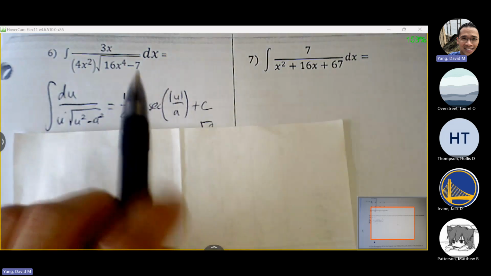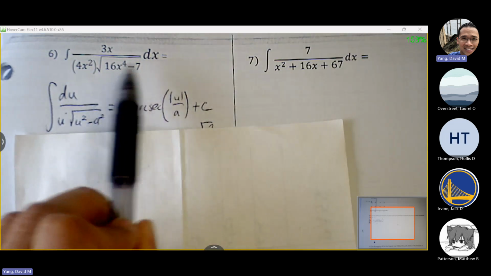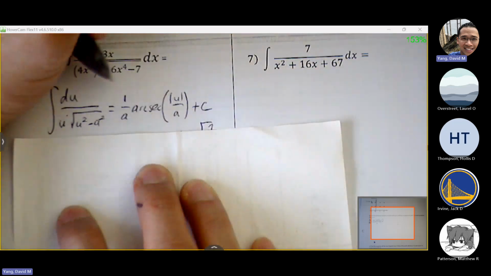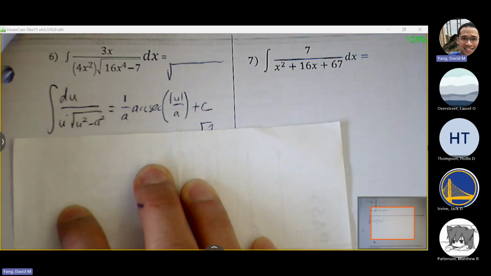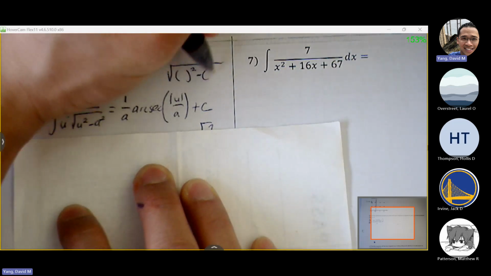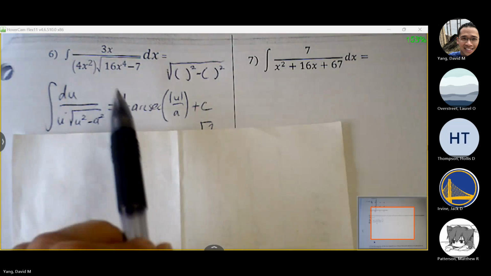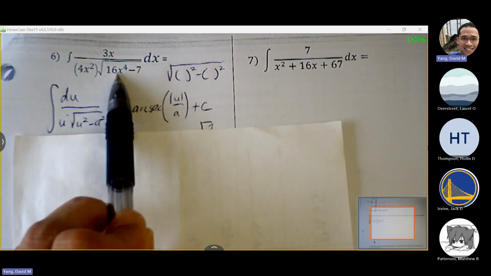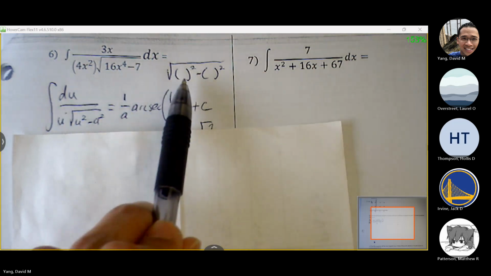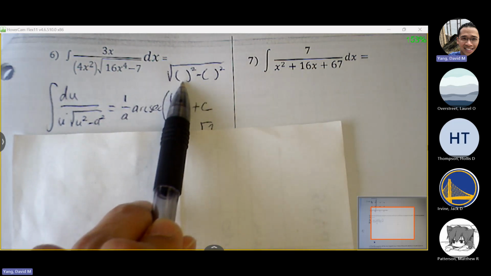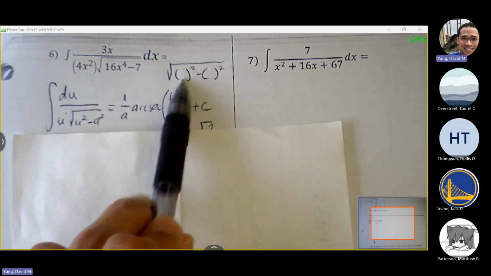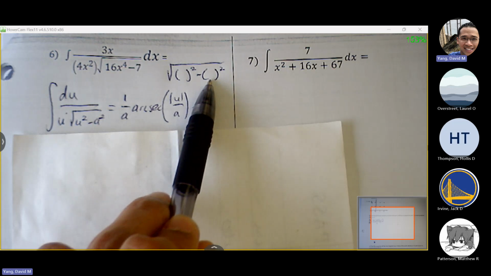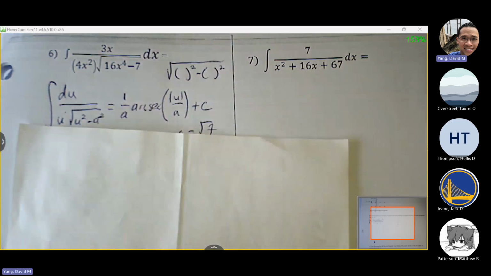From this point, the nice thing is there's no need for completing the square. Everything is ready for us to get our parentheses ready with our u value. So we can put inside the square root parentheses squared minus parentheses squared. What can I put inside this set of parentheses so that if I square it, I get 16x to the 4th? 4x squared will fit nicely, because that will be the same thing as this. And then for the 7, what can I put inside and square it to get 7?